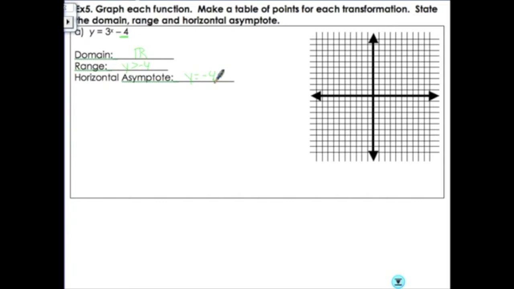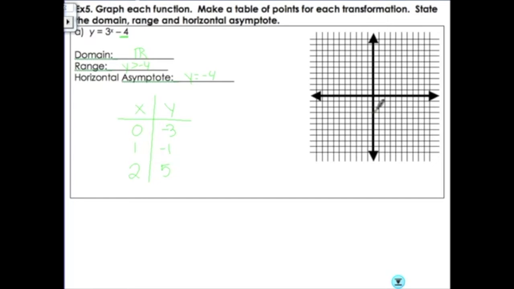For our table, we're going to test some random points. The best points to test are the points that are around numbers that are going to make our exponent equal to 0. So I'm going to test 0, 1, and 2. When I put 0 in for my exponential function, I get negative 3. When I put 1 in, I get negative 1. When I put 2 in, I get 5.